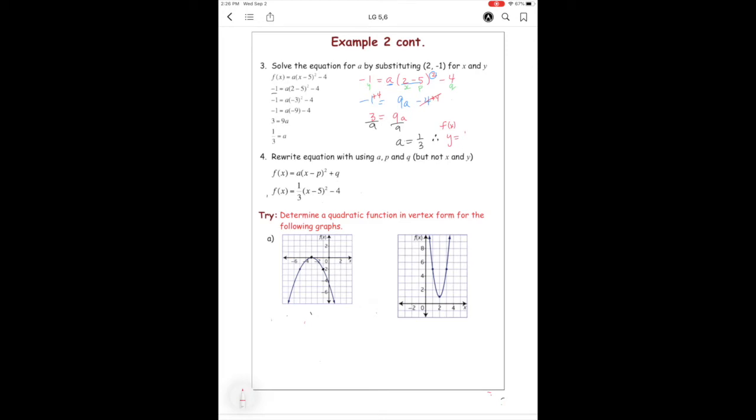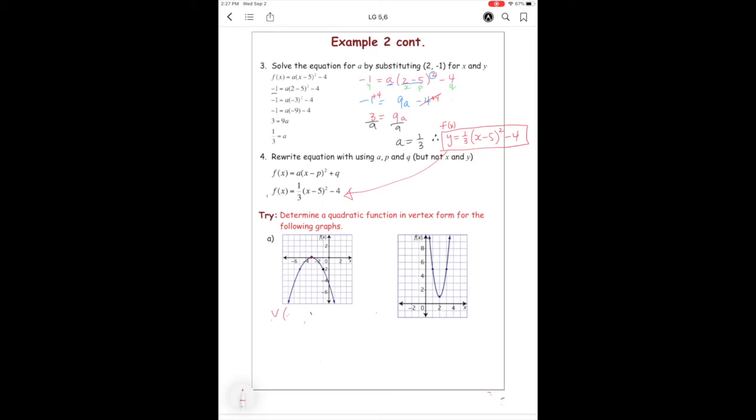So y, or f of x, whatever you want to call it, is going to equal 1/3. We need the x and y's now. All that work was just to find the A, and then you put the vertex in, and there is our answer. You can see it there. So you can pause and try the ones on the bottom.